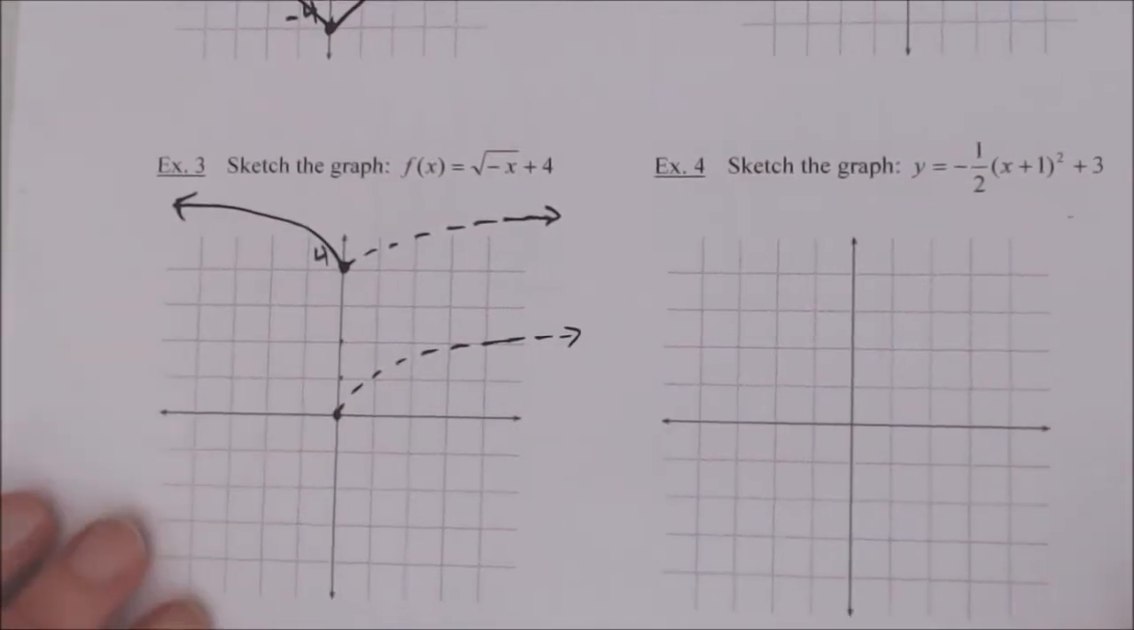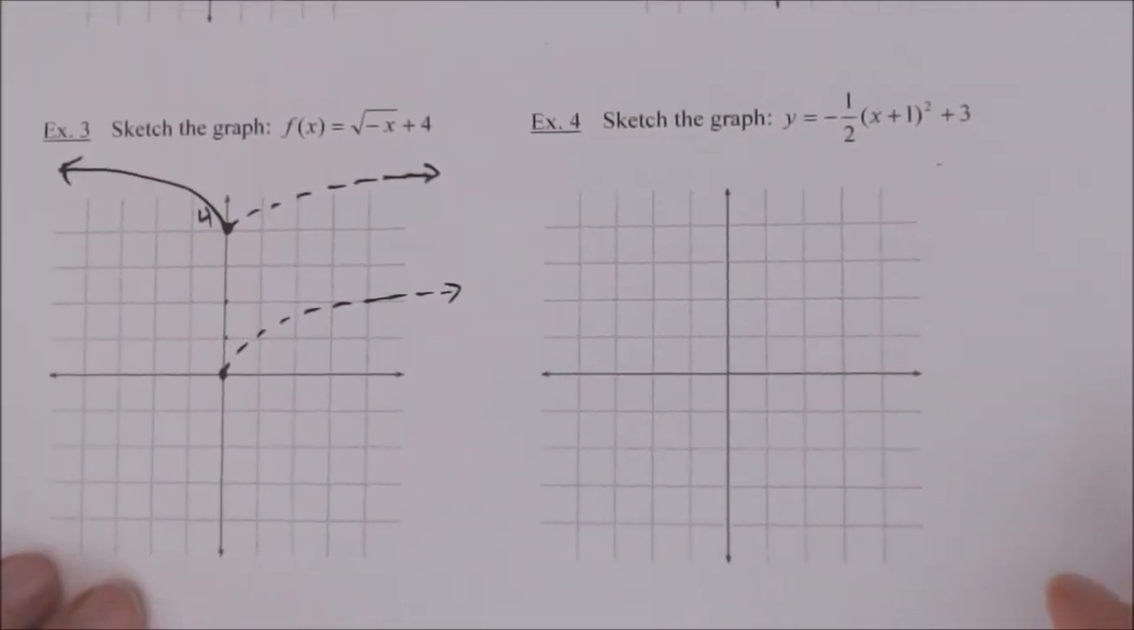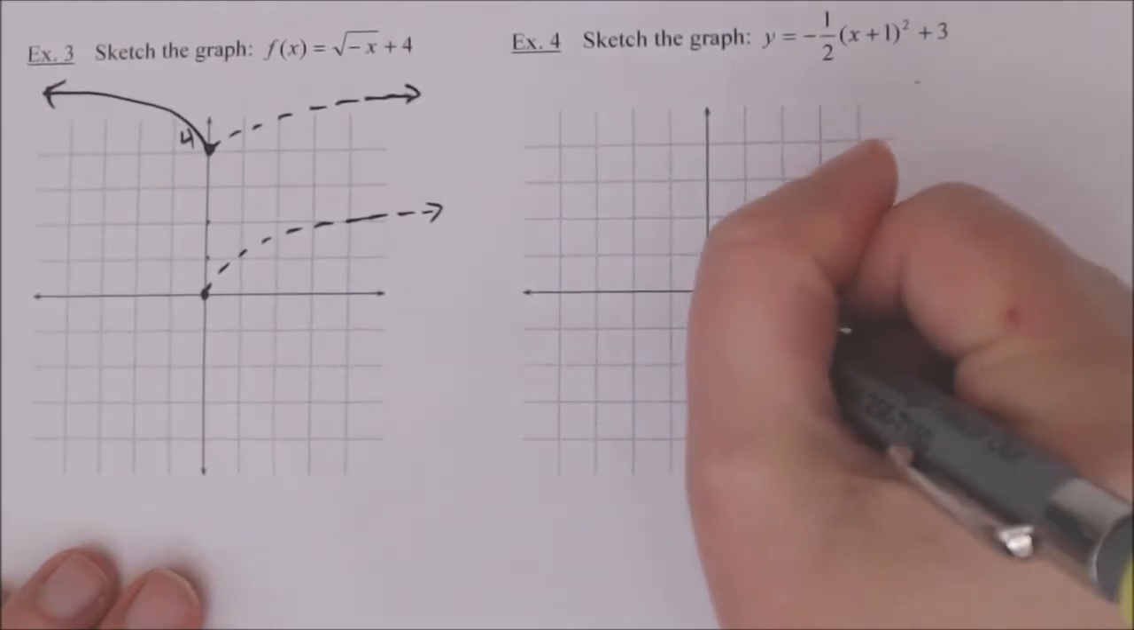Okay, number 4, we're back to our quadratic. We've got the parent graph, the parabola again, so let's start with that.